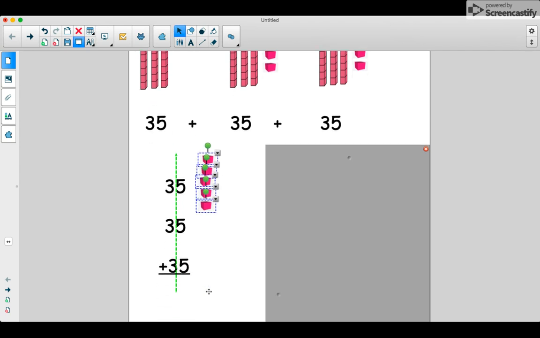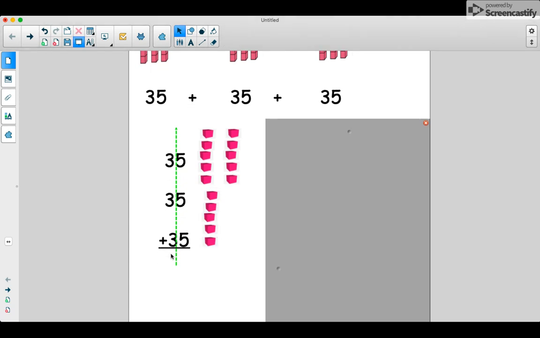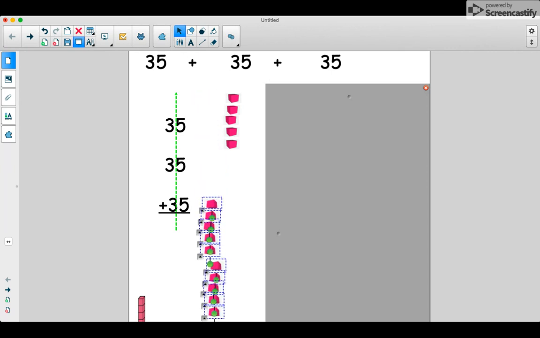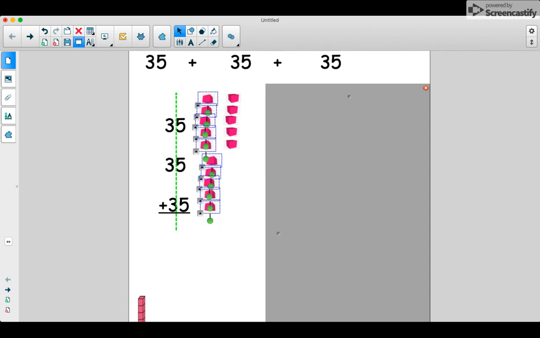So I have 5 plus 5 plus 5. And so altogether, 5 plus 5 is 10, and 10 plus 5 is 15. Now, in my 1s column, I can only put a 1-digit number, so I have to ask, can I make a group of 10 out of here? Since I have more than 10, I can trade some in. I know that 10 1s is the same thing as 1 10. So I'm going to take those and trade them in for 1 10.